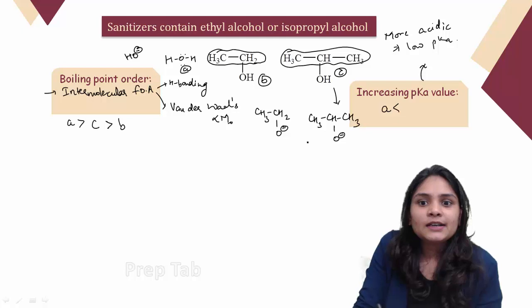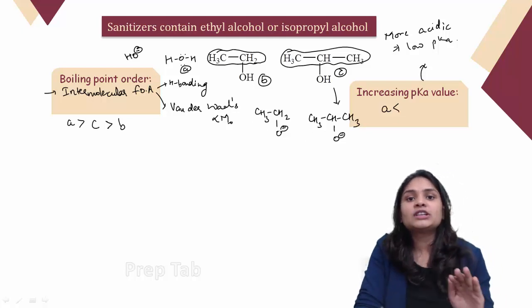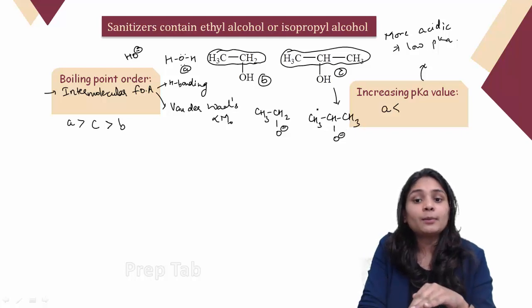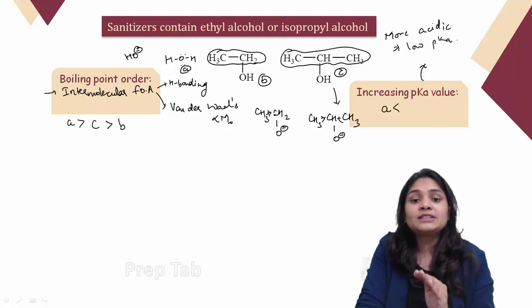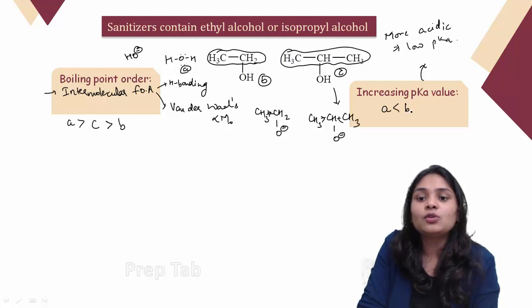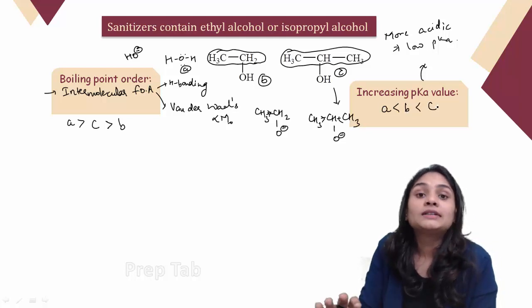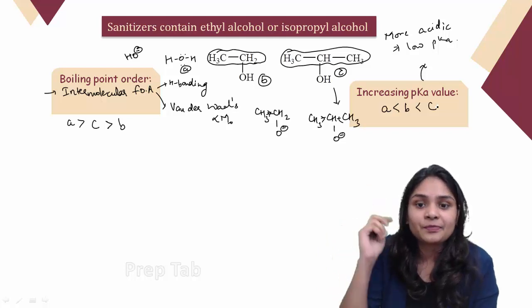Right. If we talk about B and C, B is comparatively more stable compared to C, because here you can see that you have plus I effect from here as well as here. From here you have only CH3. Okay. So B is more stable, hence it will have lower pKa value compared to C. So this should be your order for pKa.